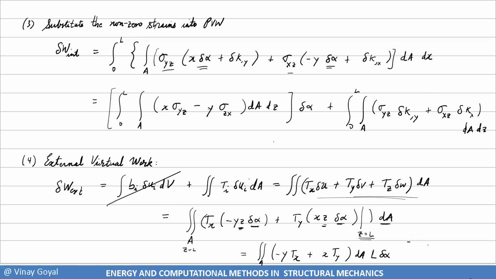Because that z evaluated at z equals L is clearly a constant, it comes out of that integral, and I get this. So the external virtual work, very, very cool what we got. Now the question is, what is the meaning of this? It's not clear what the meaning of that could be, but I'll show you what the meaning of that is. Let me draw that for you.